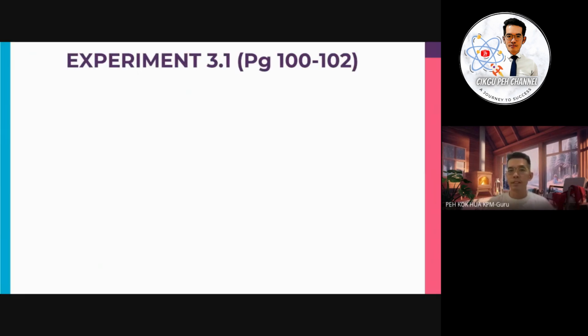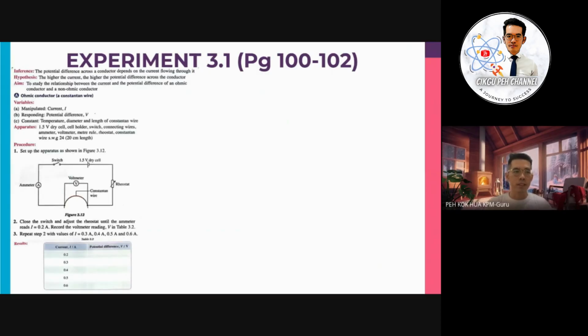Okay, so now let us discuss the information or knowledge you already got in this compulsory experiment together with your teacher. This is experiment 3.1, and the procedure and information you can get from your textbook, pages 100 to 102. This is the detail for the experiment. Basically the experiment is to study the relationship between the current and potential difference of an ohmic conductor and a non-ohmic conductor.